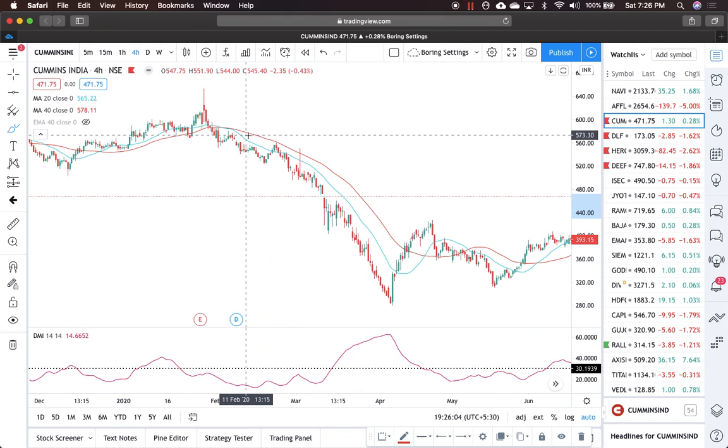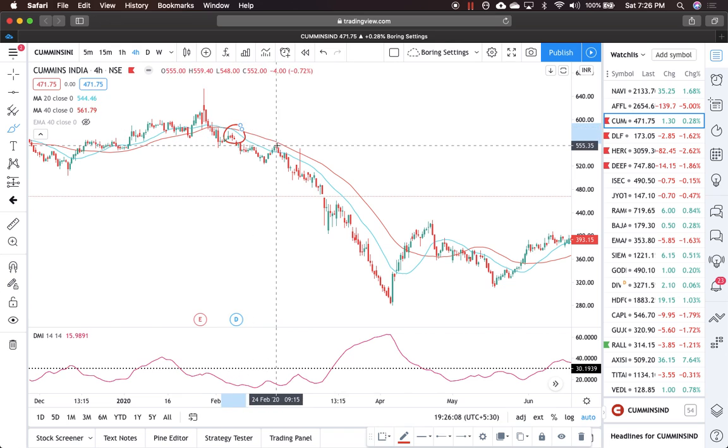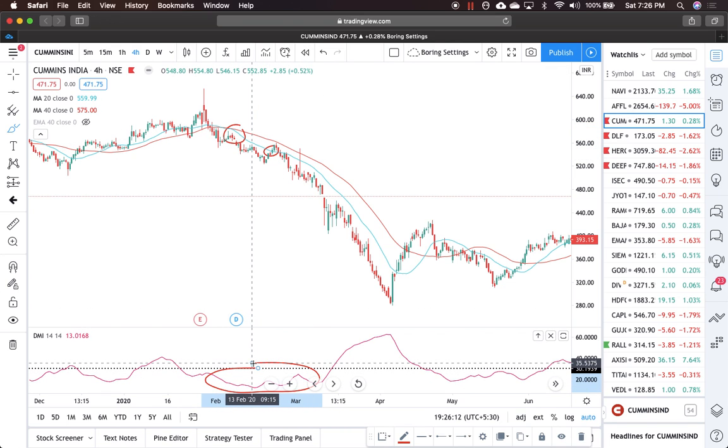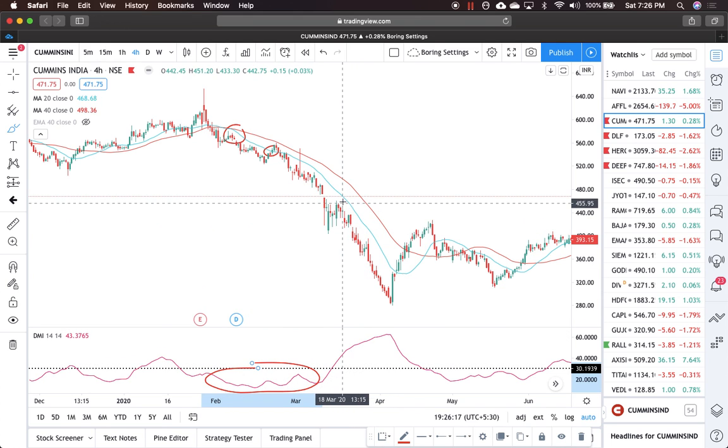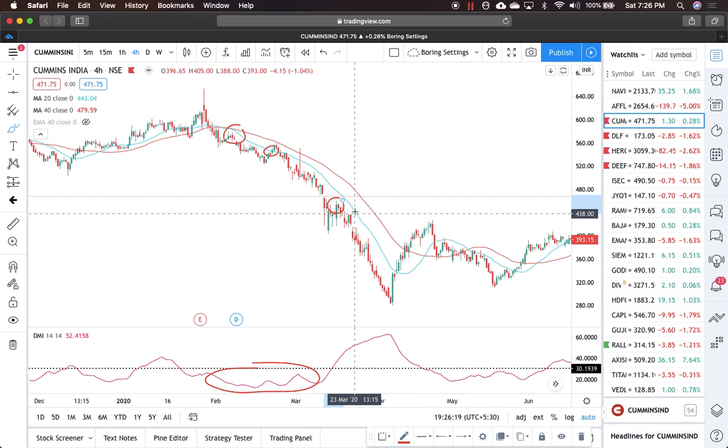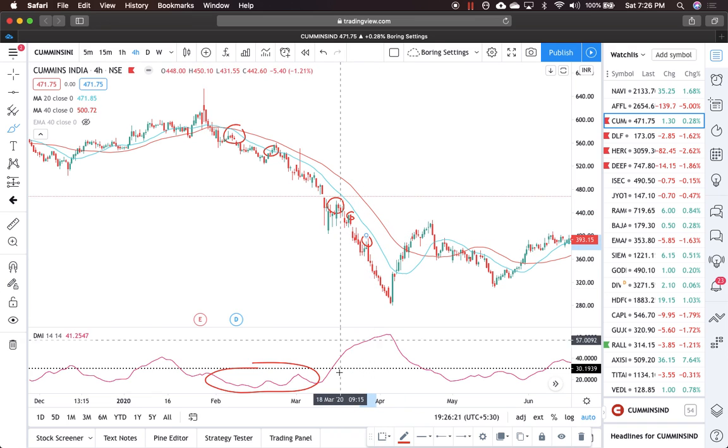So do I take an entry here? That's the first question. I will not. You can see very well the 20 MA is acting as a good resistance, but my ADX is below 30, so I'm not concerned. The only place where I could have taken an entry was somewhere around here, or someplace around here, or someplace around here, when my ADX has gone above 30.